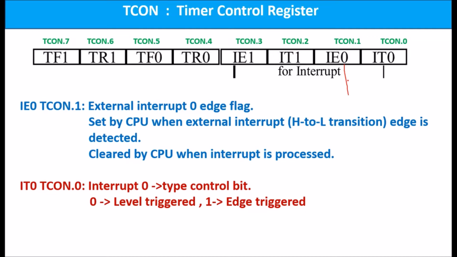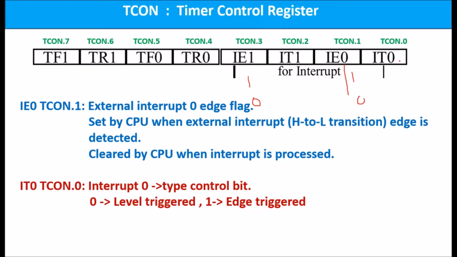And when the interrupt is processed, that means the interrupt service routine is executed completely, this bit will be automatically set to 0. So these bits, IE0 and IE1, are set and reset by the microcontroller. When there is a detection of an edge trigger interrupt, these bits are set to 1, and after providing service to that particular interrupt, these bits are reset to 0 by the microcontroller.